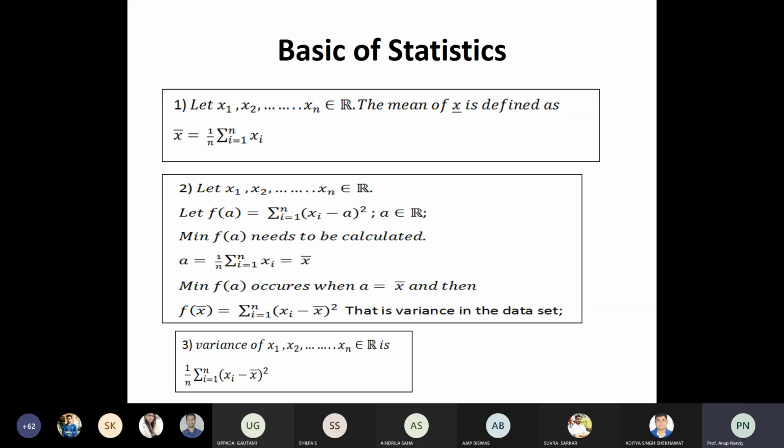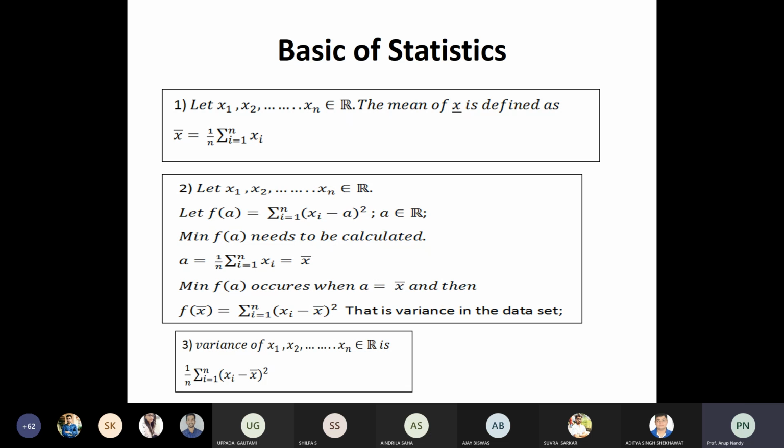Now you can ask me, sir, why am I taking this square? I am taking the square because if any negative term is there, whenever you do the difference you may get a negative term. Now if you have the square, then the negative will become positive. That is why I am going to take the square.